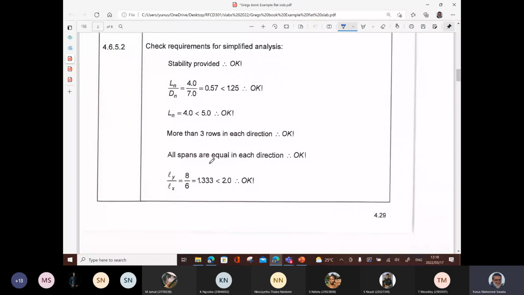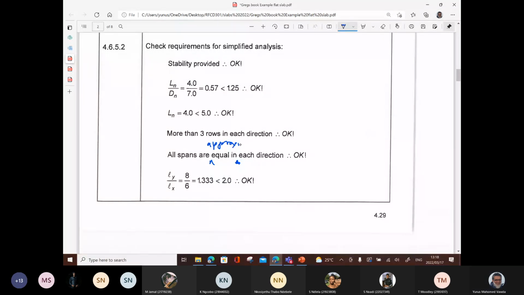All spans are equal in each direction. It doesn't have to be equal, it has to be approximately equal. So just make a note of that one. All spans are approximately equal. Not equal, it has to be approximately.